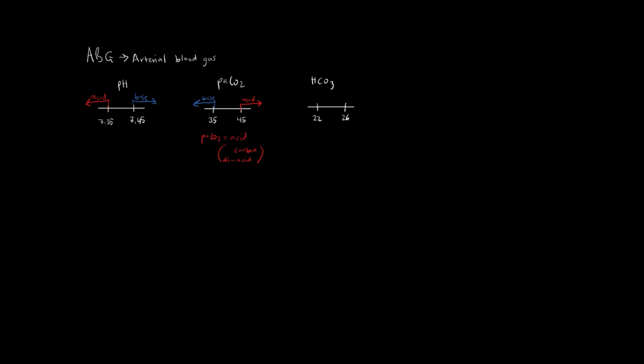Think of bicarb as a base. So the more you have of it, the more alkalotic or basic the situation is going to be. And the less you have of it, the more acidic or in a state of acidosis you're going to be in. And so a bicarb level greater than 26, we are going to be in a state of alkalosis. A bicarb level less than 22, we're going to be in a state of acidosis.